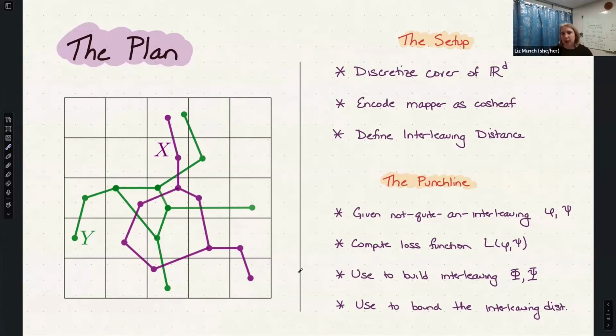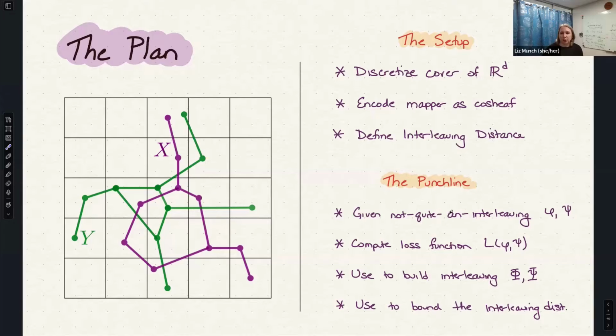In order to make things computationally nice enough, I'm going to work with a discretization of R^D. So I'm going to fix a particular cover on here, and I'm going to encode all of my mapper information as a cosheaf and use that to define an interleaving distance. All right, so that's our setup. That's what I actually want to be able to compute.